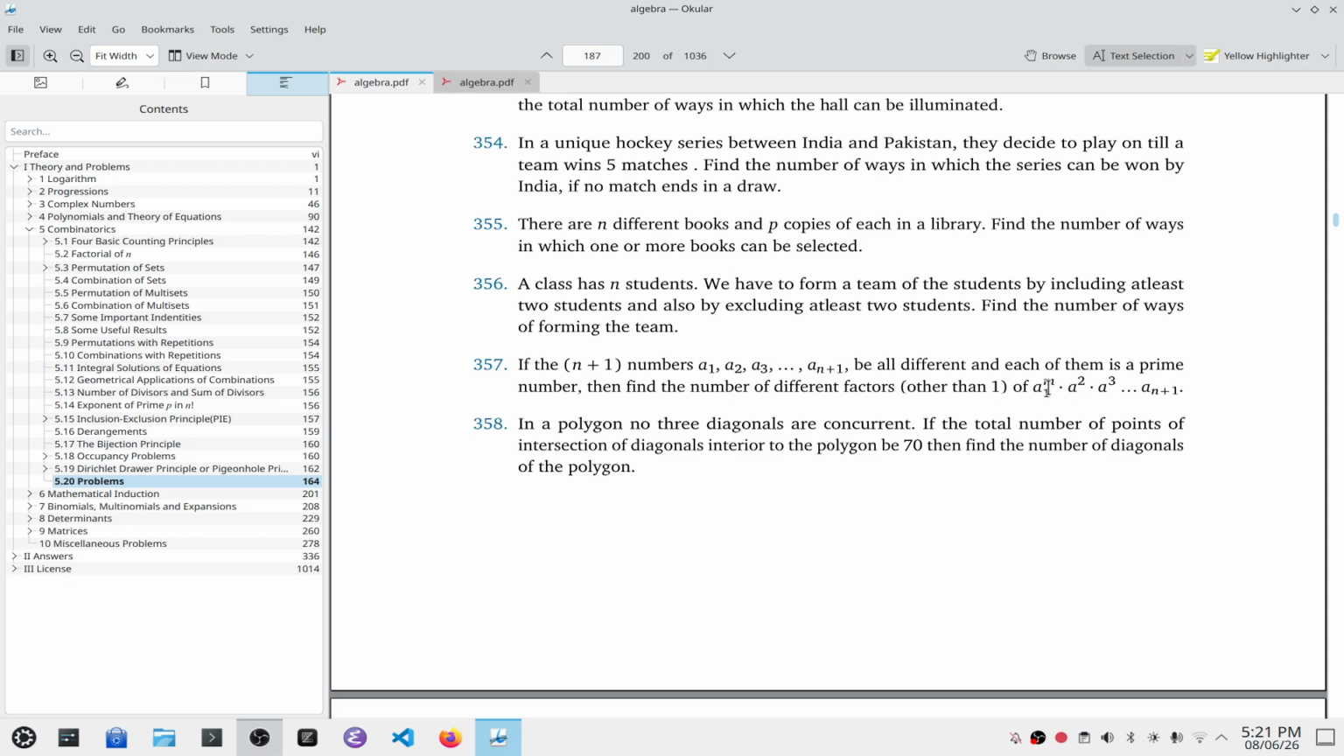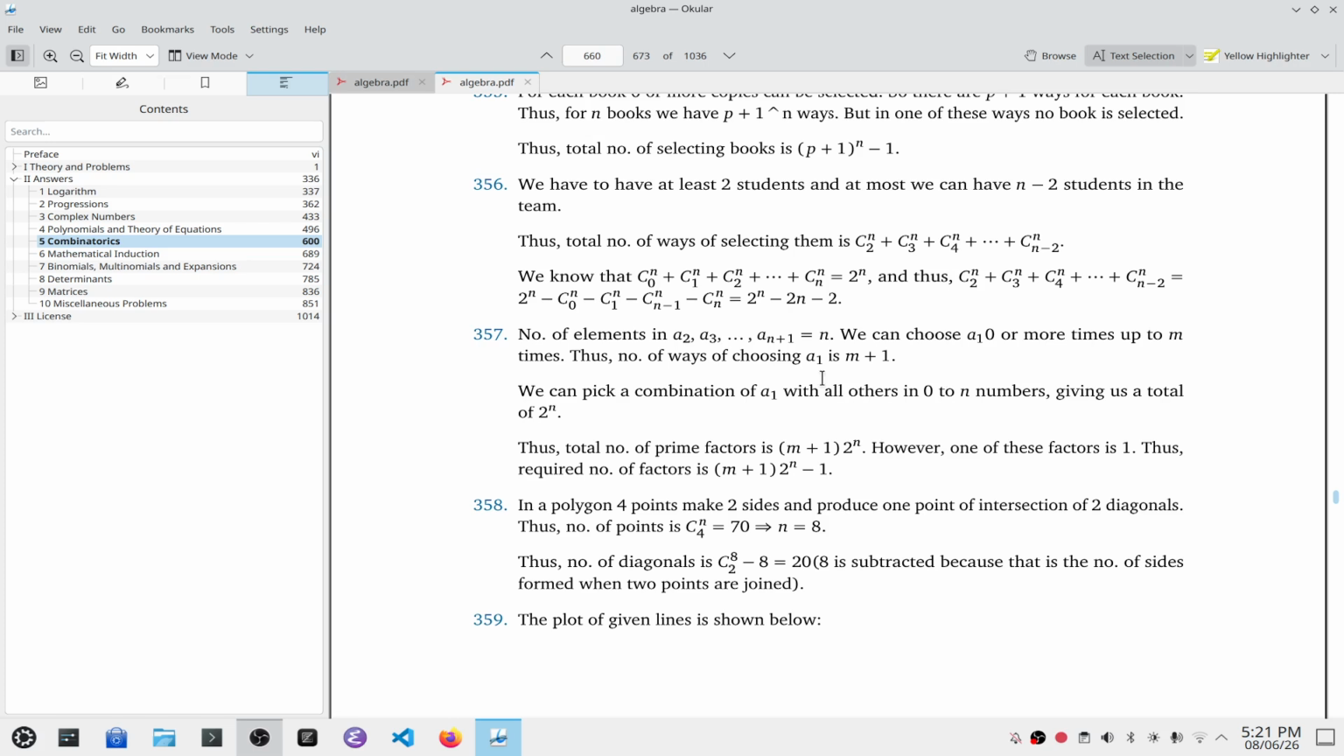This should be, well, I think it should be 1. A square, a cube, and so on up to n plus 1. I think there is some problem in this. Okay, there seems to be typing issues in this. I'm not sure what this is. Maybe the solution will give us the answer.